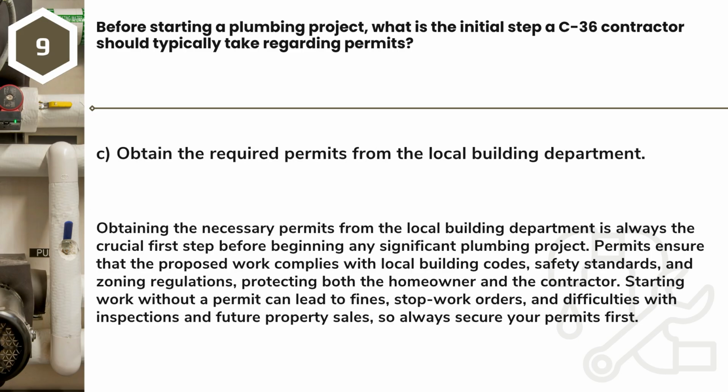Answer: C. Obtain the required permits from the local building department. Obtaining the necessary permits from the local building department is always the crucial first step before beginning any significant plumbing project. Permits ensure that the proposed work complies with local building codes, safety standards, and zoning regulations, protecting both the homeowner and the contractor. Starting work without a permit can lead to fines, stop work orders, and difficulties with inspections and future property sales, so always secure your permits first.